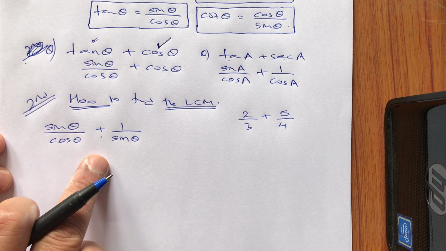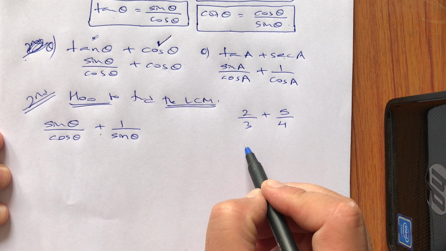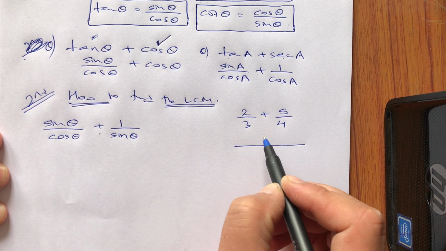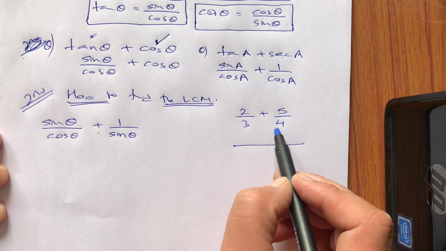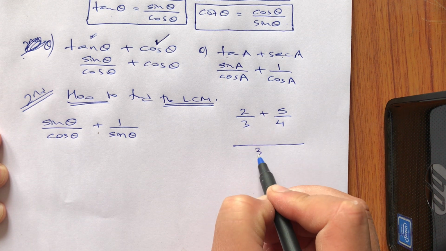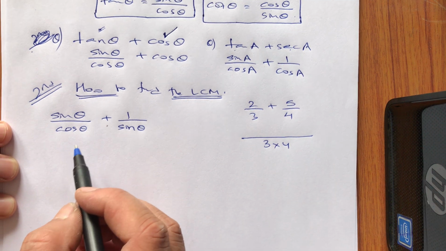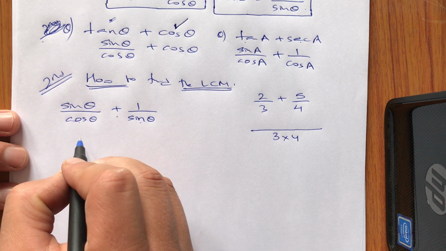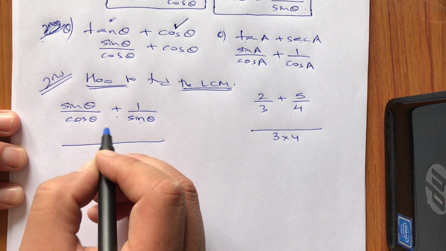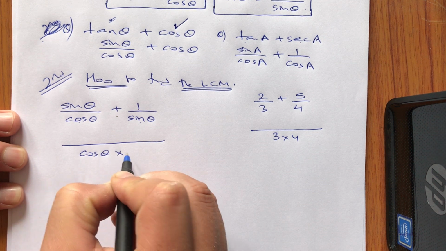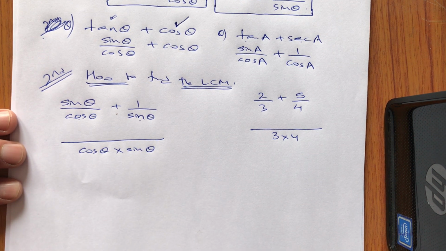If I get something like this, how do I find the LCM? Just like over here, step by step. Now these two denominators are completely different. So to find the LCM, I just do 3 into 4, so I multiply the two of them. Same thing over here also. Now they are completely different, so when I want to find the LCM in trigonometry, I do the same thing. I write cos theta into sine theta.